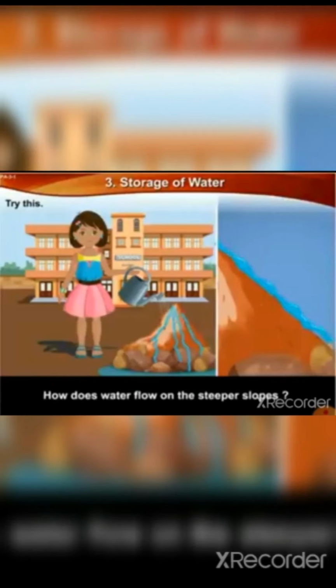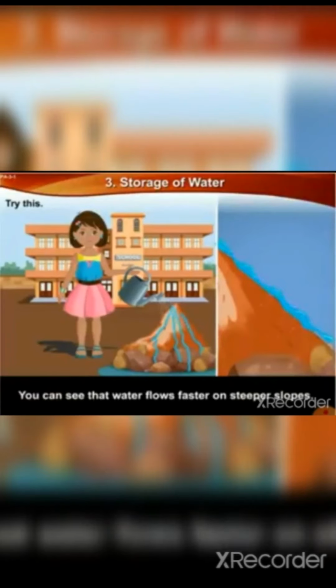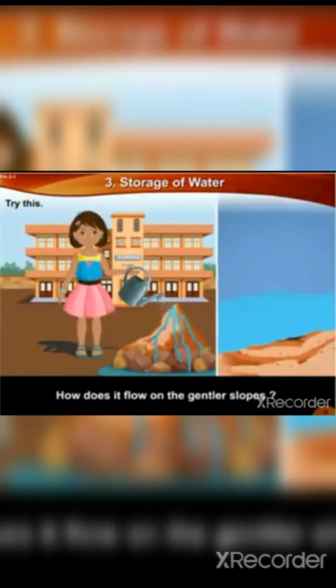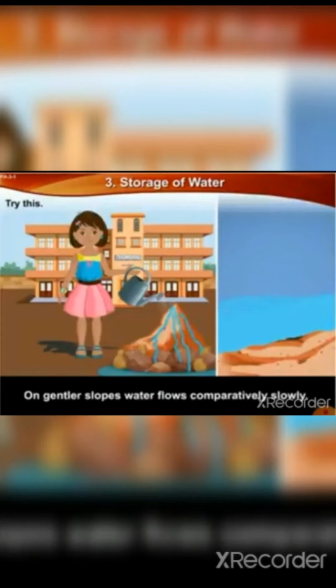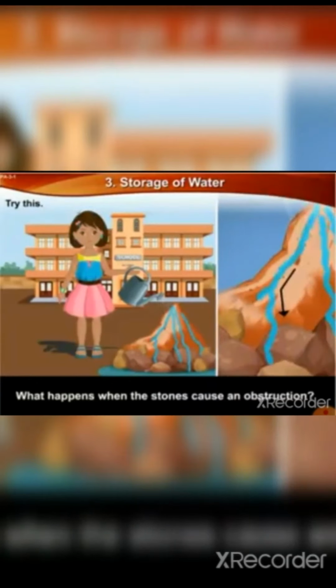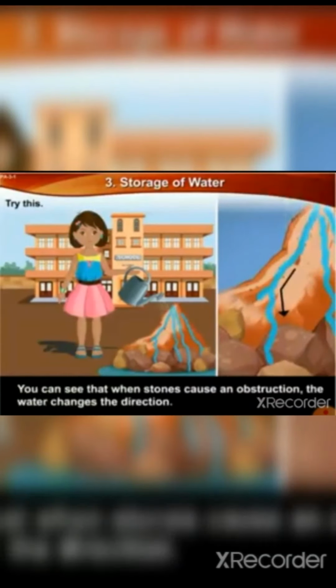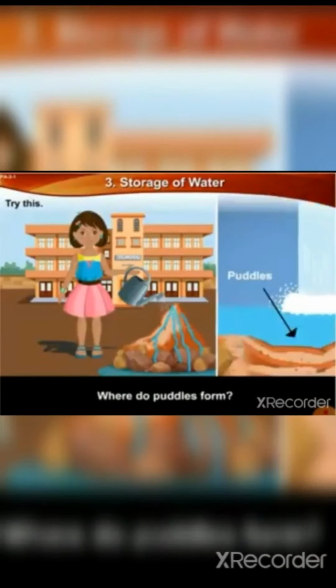How does water flow on the steeper slope? You can see that water flows faster on the steeper slopes. You have to observe this also. How does it flow on the gentle slopes? On the gentle slopes, water flows comparatively slowly. You can see what happens when a stone causes an obstruction. You can see that when a stone causes an obstruction, the water changes direction. See how water changes directions.